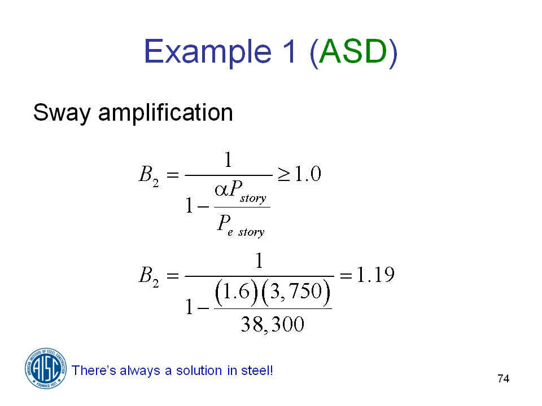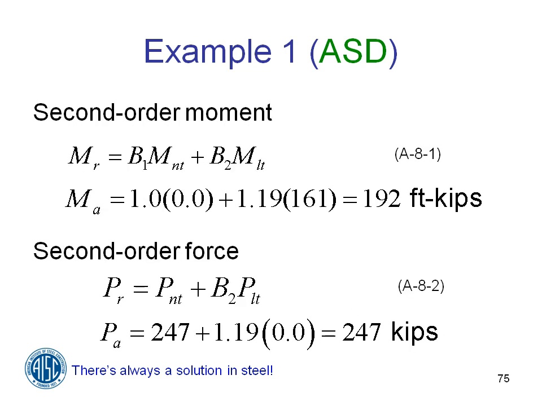And so our amplification is 1 over 1 minus alpha, 1.6 times the 3750, that's the gravity load on the story, over PE story, 38,300. That gives us a B2 of 1.19. So what we have in terms of amplification now is the moment: 1.0 for B1, but there was no MNT, plus 1.19 times MLT gives us a moment of 192 foot kips.